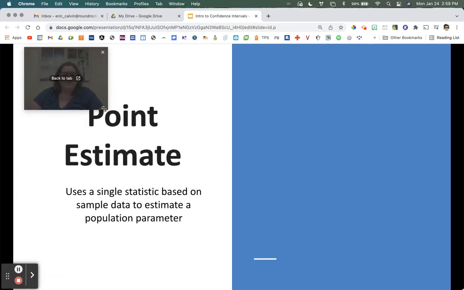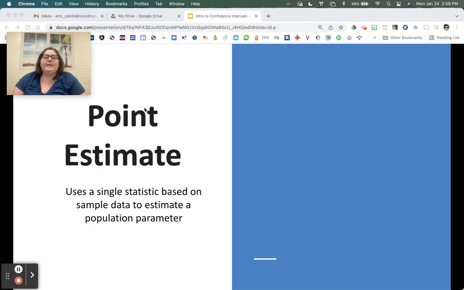So first, let's look at this vocabulary term called a point estimate. A point estimate basically uses a single statistic based on sample data to estimate a population parameter. So if I want to know something about my population, one way to do that is to take a sample, hopefully a random sample, and then calculate the statistic, the proportion from that sample or the mean from that sample, and use that as an estimate for the population.